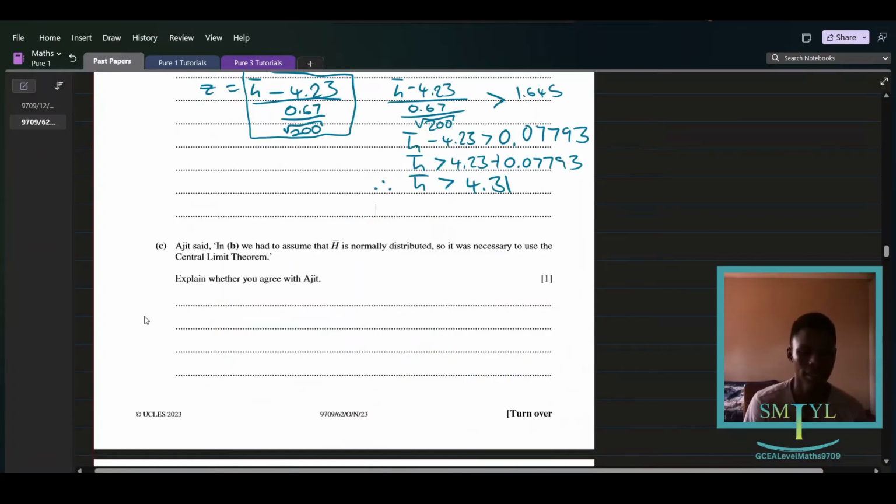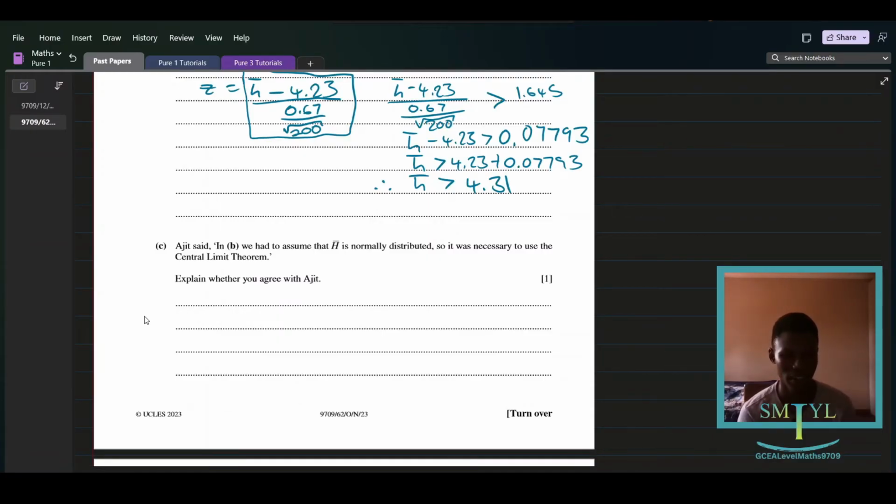Part C. Ajit said, in B we had to assume that h bar is normally distributed, so it was necessary to use the central limit theorem. Explain whether you agree with Ajit.